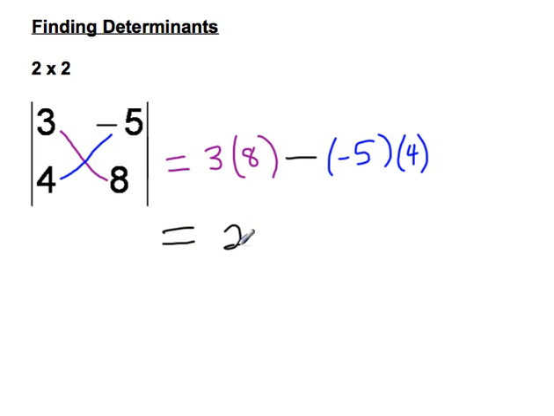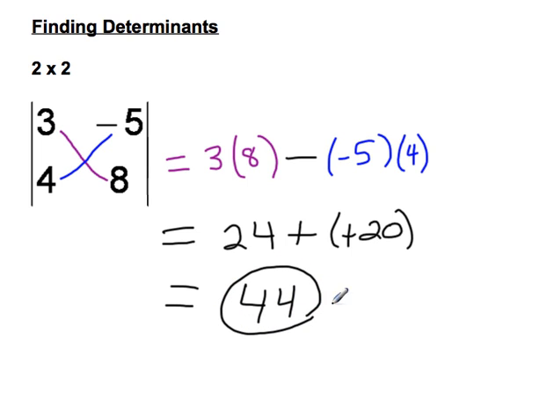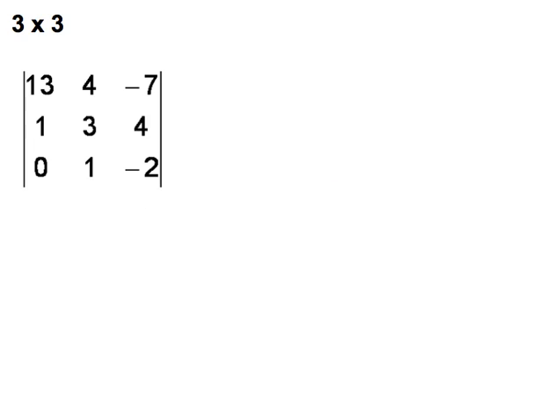3 times 8 is 24. Minus in the middle, negative 5 times 4 is negative 20. And if you want to do a little keep, change, flip, keep the 24, change minus to addition, change negative 20 to positive 20. Put those together, 24 plus 20 is 44. So that's going to be the determinant. Determinants are one number answer. So again, you take the main diagonal, multiply those together, minus the other diagonal multiplied together, and you will get the determinant.